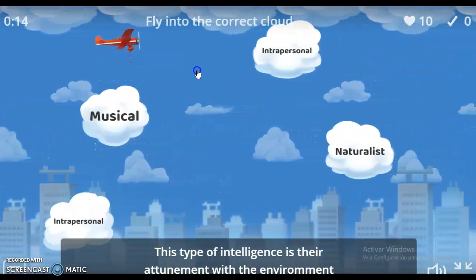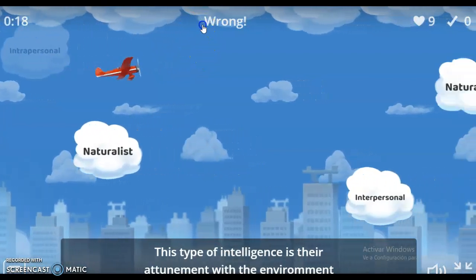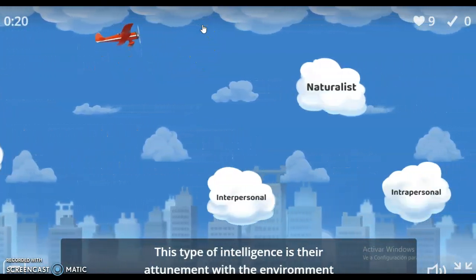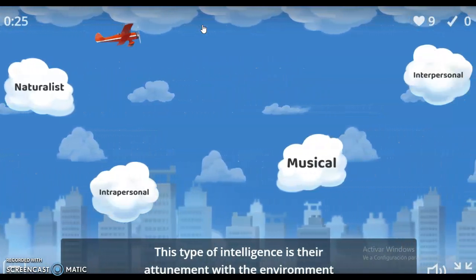On this occasion, I want to show you the different intelligences that we can use or develop in the classroom.